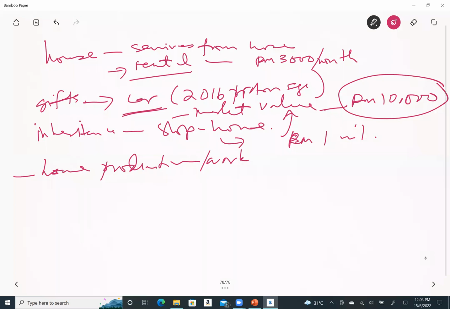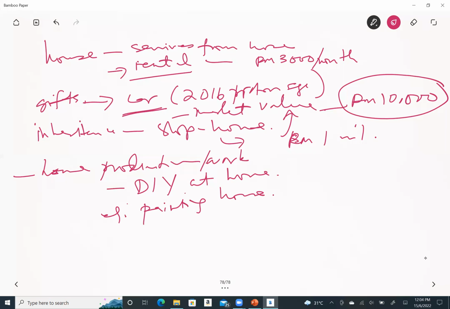Home production is DIY. Do it yourself. You do it yourself at home. Example: suppose you want to paint your house. You are painting your own house. That is considered home production. So you must monetize that.